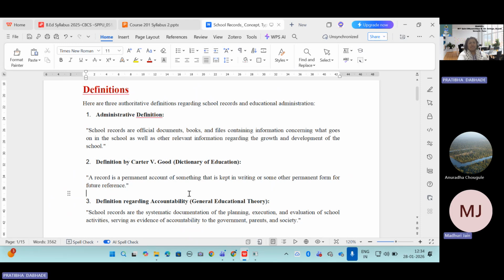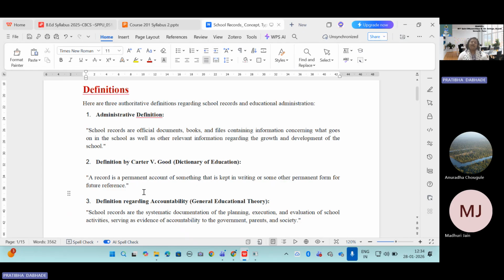Definition by Carter V. Good, Dictionary of Education. A record is a permanent account of something that is kept in writing or some other permanent form for future reference. Basically, Carter Good here focuses on it being a permanent account of something kept in writing. Nowadays we are using the computer, so we are typing. So it is in writing format, whether handwritten or typed, right? Or some other permanent form for future reference.